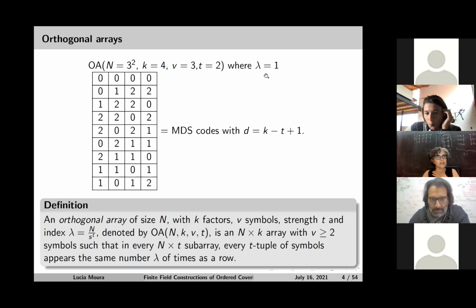I will be concentrating on this lambda equal to 1, because there are too many parameters. Pick any t columns, and then you must find every t-tuple of the alphabet appearing exactly once. In this case, because t is equal to 2, if I select any pair of columns, say this and this, and run through the array, I will find every pair of tuples of the alphabet. There are 9 of them, and I find them here: 0 0, 0 1, 0 2, and so on. This is true for every pair of columns. So that's an orthogonal array.